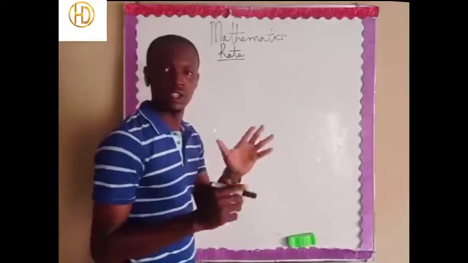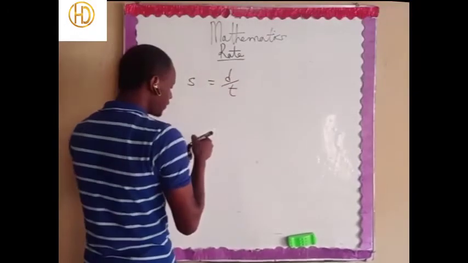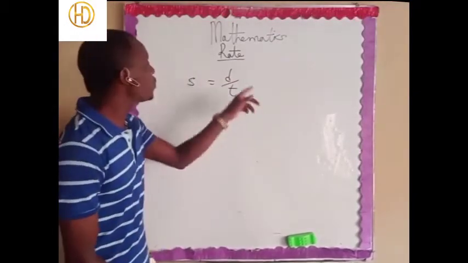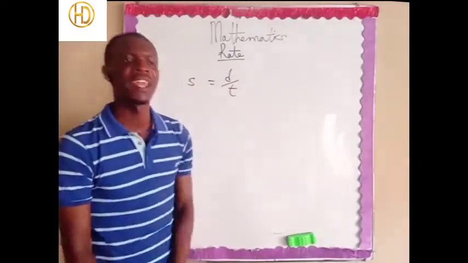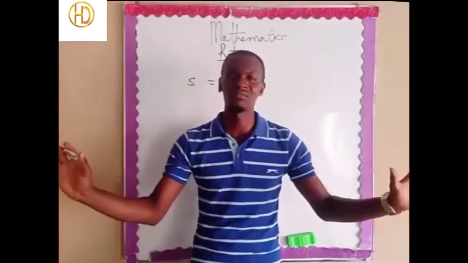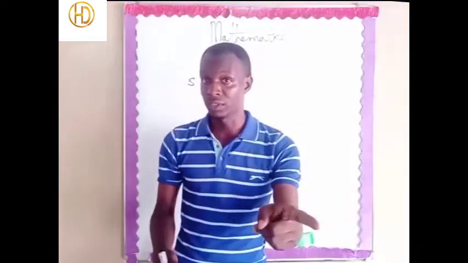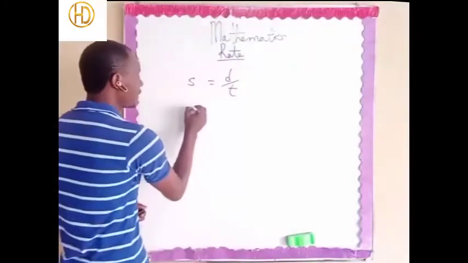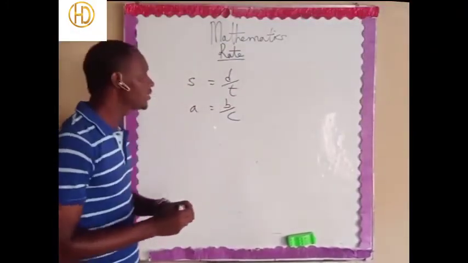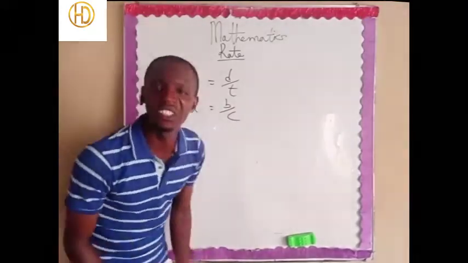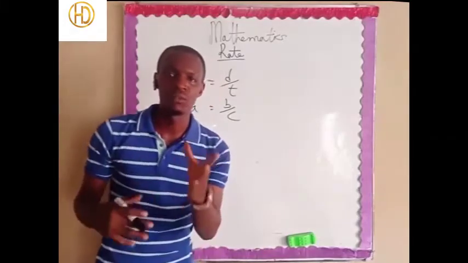You must have heard of speed, which is speed equals distance over time. It means the rate at which distance changes with time is called speed. That is just rate for you. Anything that has a formula is rate, provided it has division. For instance, if I have A equals B over C, that means B per C is the rate, which is A. It's all about formula.